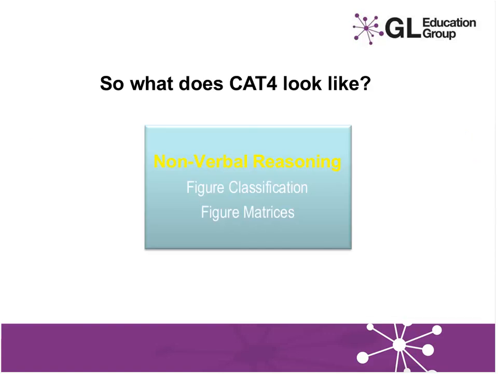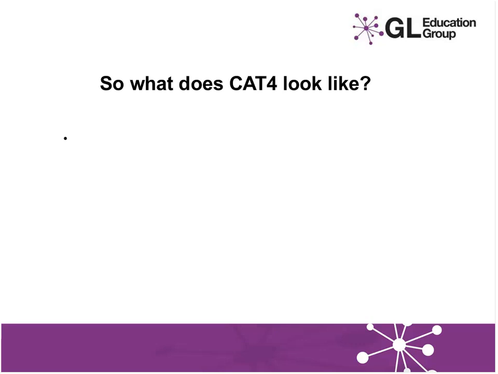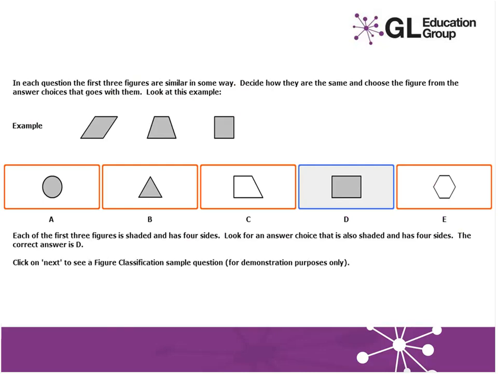So what does CAT4 look like? The non-verbal reasoning, I'm just going to show you an example of a question so you get a feel for the learner experience and what they would see on a screen when they're taking a CAT4 assessment. So the non-verbal reasoning consists of 2 parts, the figure classification and figure matrices. And this is an example question. So if you look at the question there, each of the 3 figures is shaded and they all have 4 sides. So you would be looking for an answer choice that is also shaded and has 4 sides. So the answer there is D.